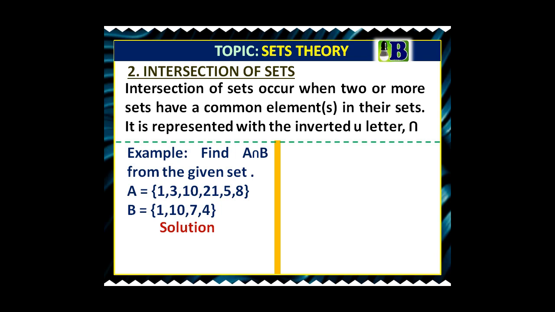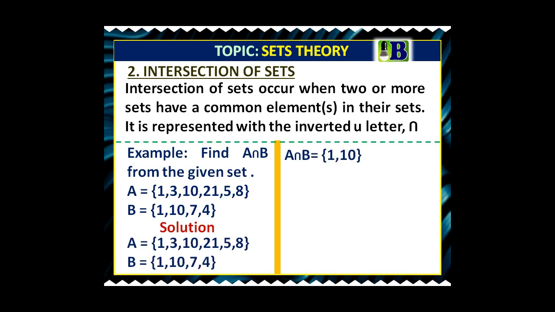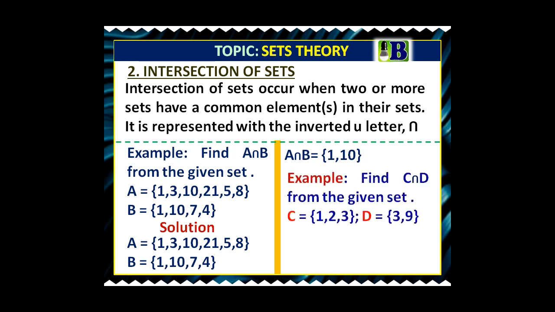If you look at these two sets, there is 1 in set A and there is 1 in set B, so there is one common element. Then look again: there is 10 in set A and there is 10 in set B. So we have two elements. If we want to calculate this, we say A intersection B is equal to 1 and 10. So these are the two elements. That is the way we calculate the intersection.